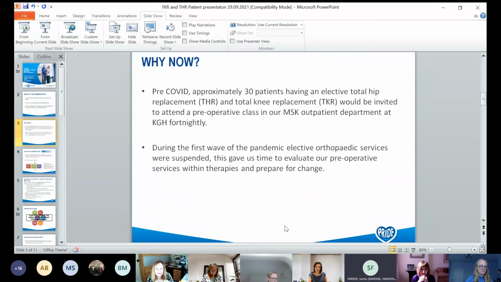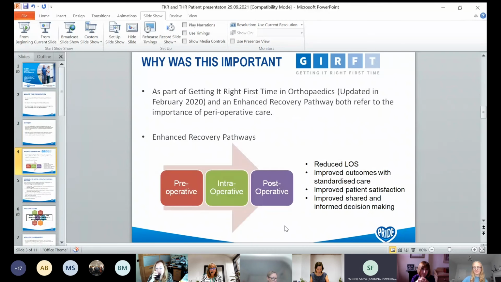So why now? Pre-COVID, we used to have approximately 30 patients every fortnight who were due to have a total hip and a total knee replacement come into our MSK outpatient department for a pre-operative talk about what to expect during surgery and their recovery post-surgery. During the first wave of the pandemic, our elective orthopedic services were suspended, and this really gave us time to look at how we interact with our patients and prepare for change that we all knew was coming.